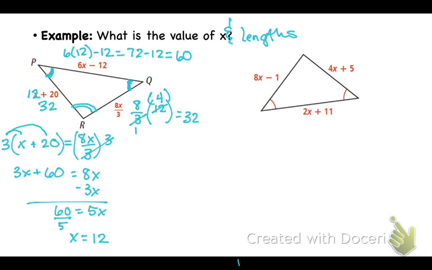Take 8x minus 1 equal to 4x plus 5. So you guys do it. Get me an x.